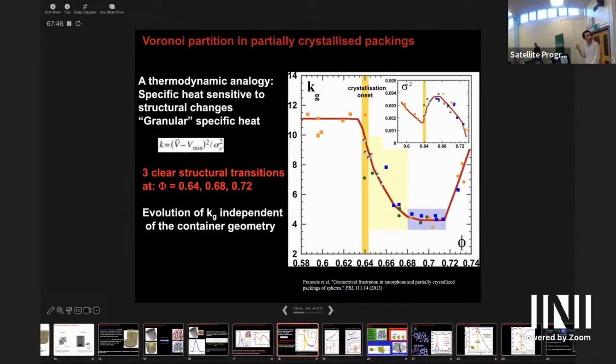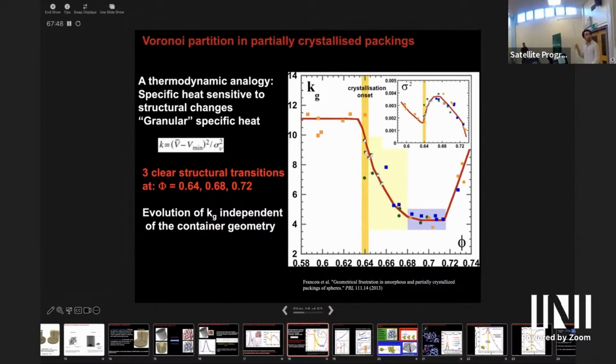So I try to paint a picture from a contact perspective. This K is connected to a specific heat: if you have a thermal system, how much the temperature goes up if you inject a certain amount of energy. So this K can be connected to a specific heat. And it turns out that volume alone cannot capture that. It's the contacts that can capture that.